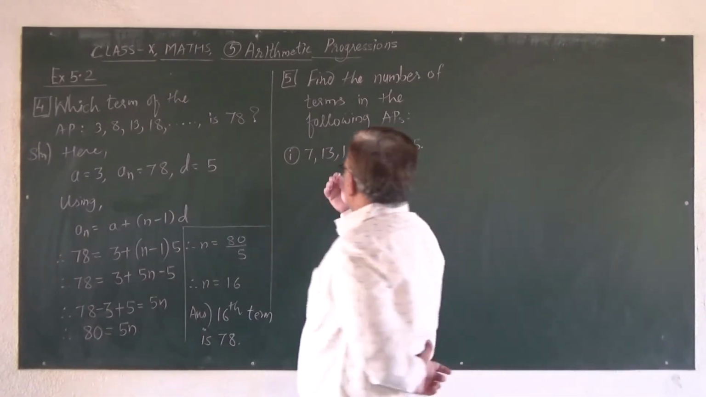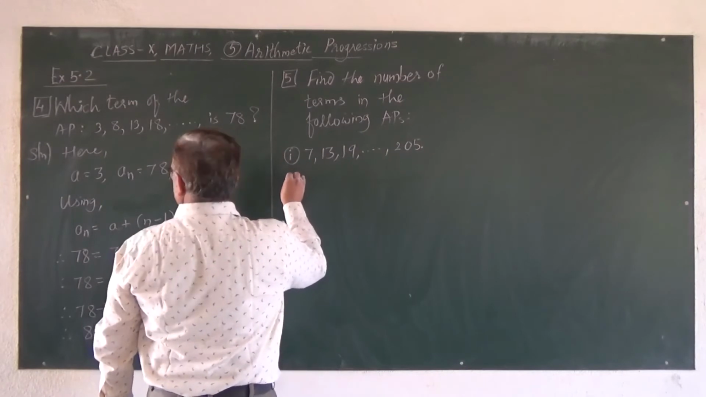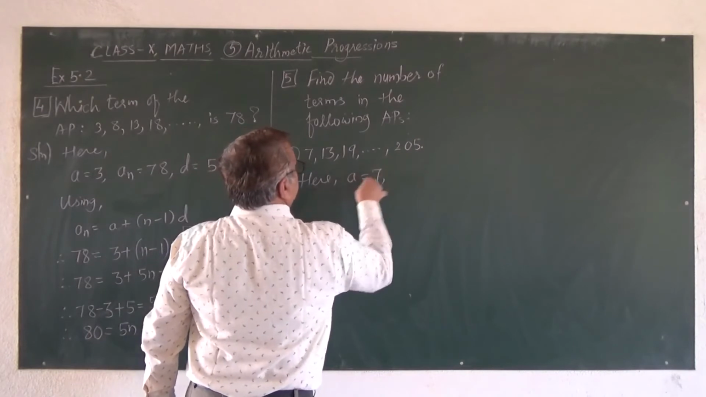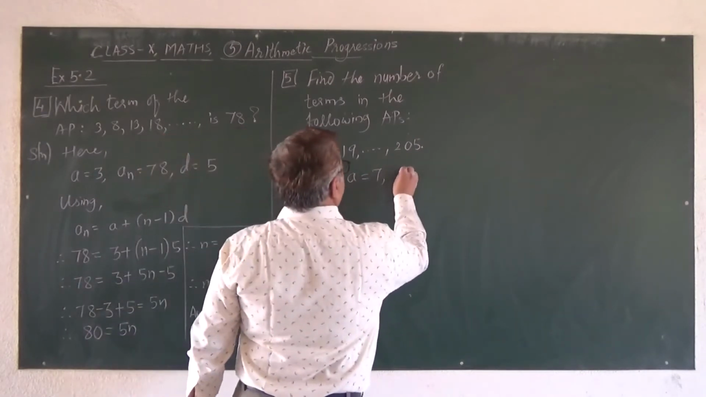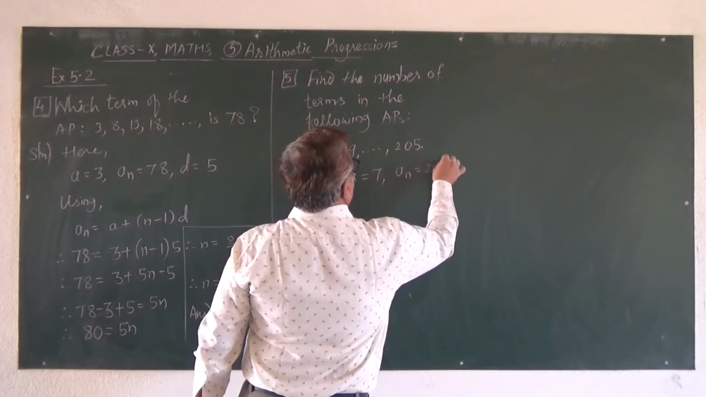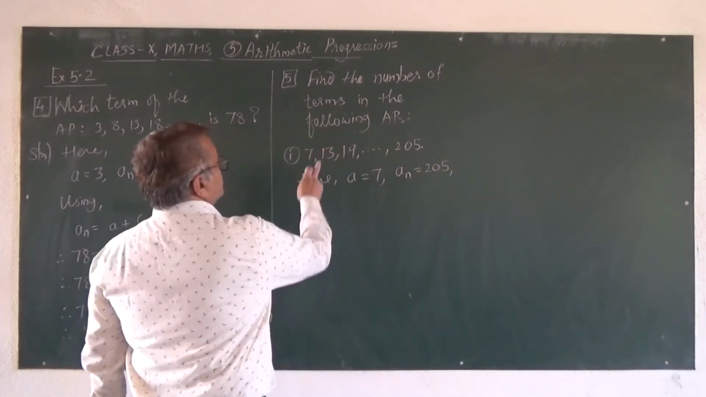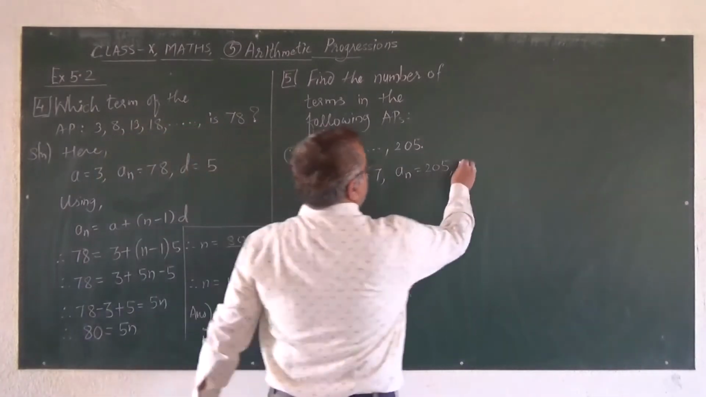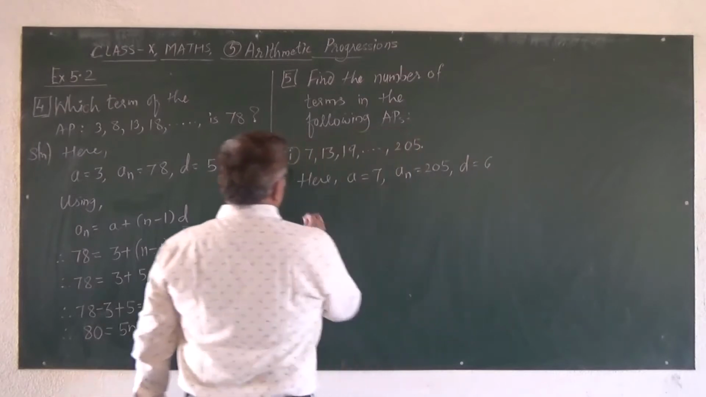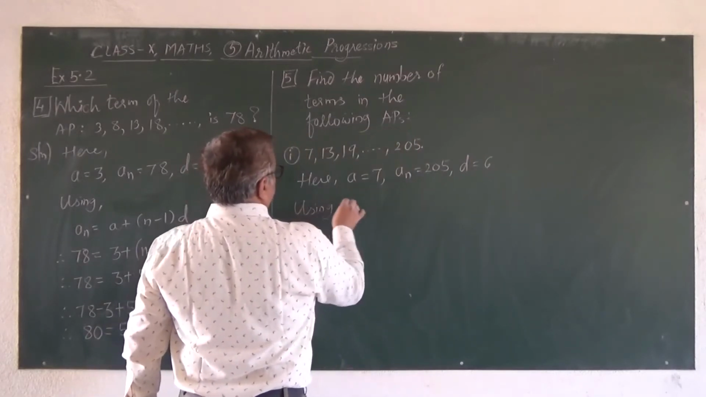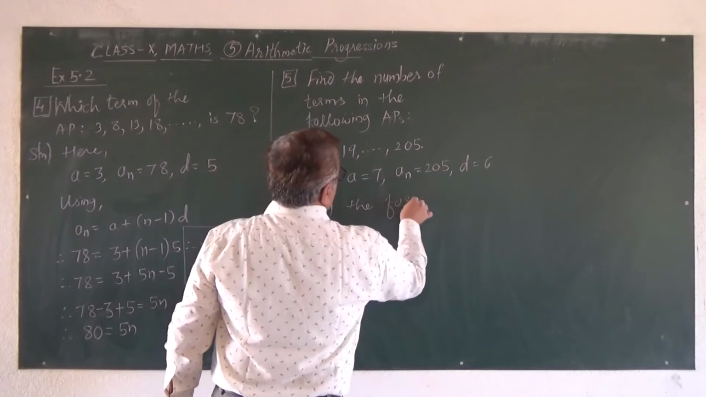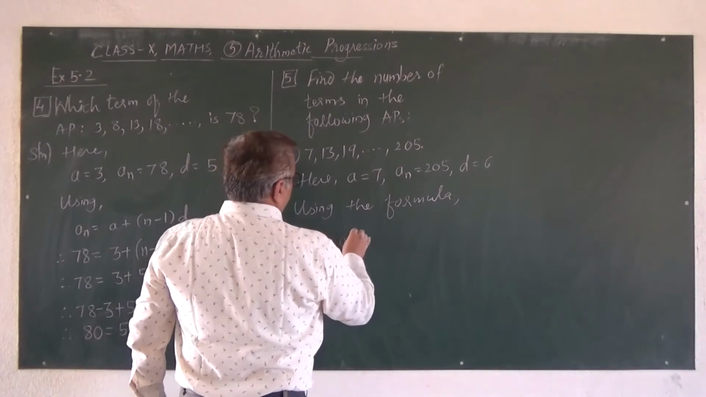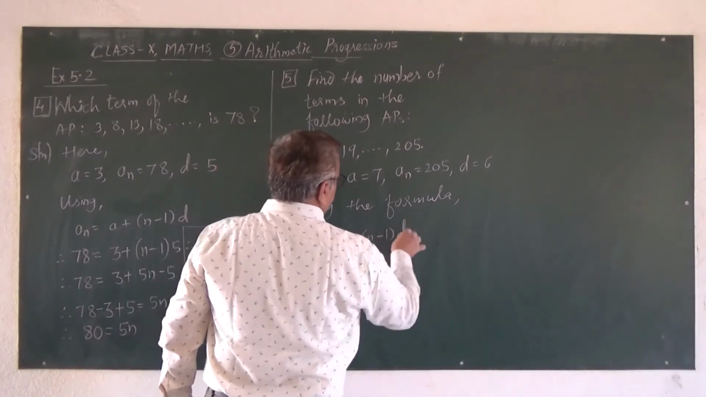Okay, so let us see. Here a is 7, last term is 205. What is common difference? 13 minus 7 is 6. 19 minus 13 is 6. So common difference is 6. Now, using the formula an is equal to a plus n minus 1 into d.